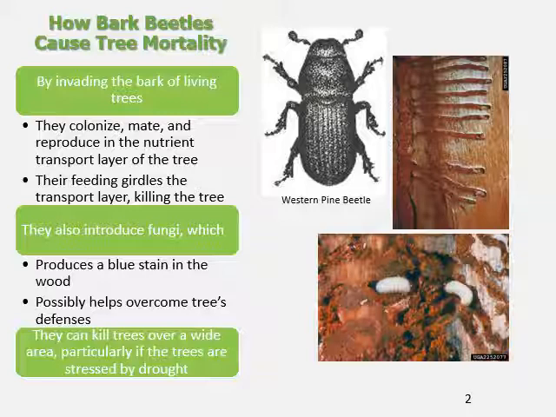They are able to kill trees over a wide area, particularly if the trees are stressed by drought. The combination of hot weather and drought weakens the tree's natural defenses. The Western pine beetle is not an alien. It's a native inhabitant of our forests. It is the combination of climate change, current forest conditions, and stressed trees that have caused the loss of over 100 million trees in California.